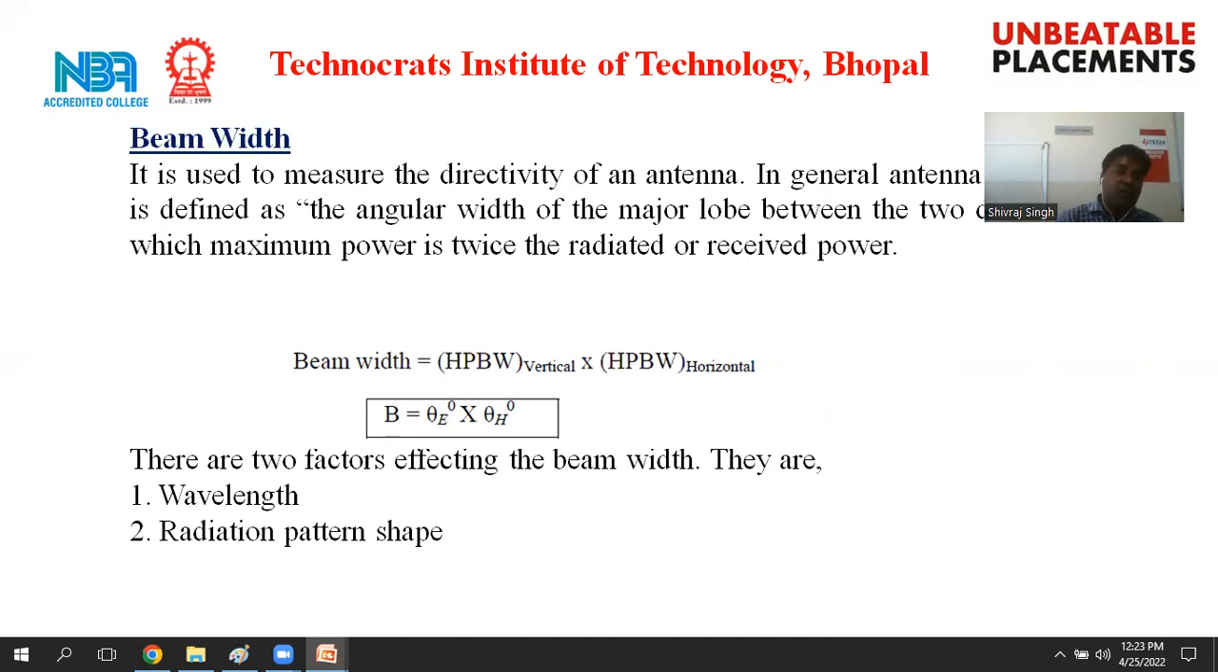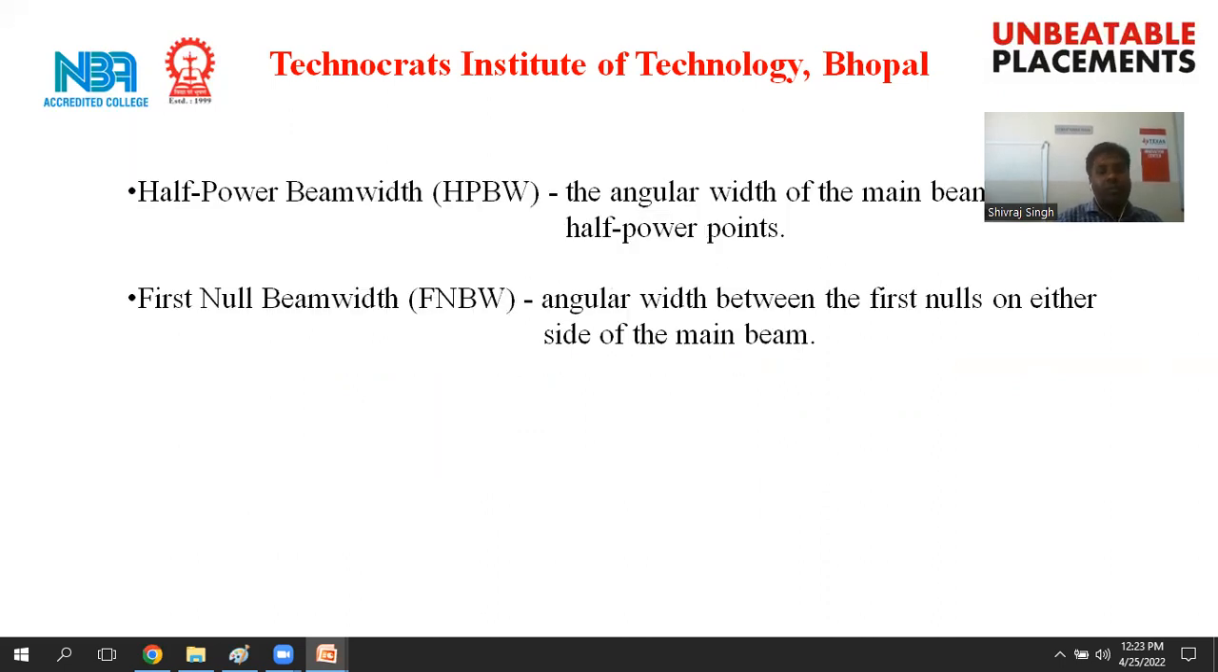There are two types of beamwidth in the radiation beam. The first is the half power beamwidth. The second is the first null beamwidth. The half power beamwidth is calculated in the main or major direction of the lobe at the half power point, and the first null beamwidth is measured in the major or main beam where the first side lobe appears in either direction. That is also known as a null point.